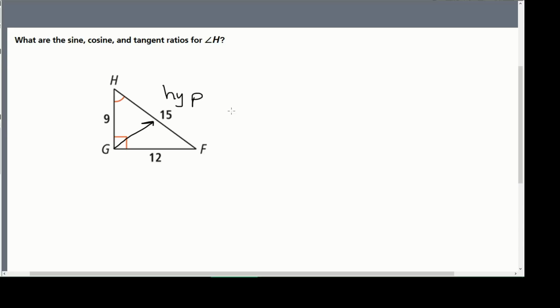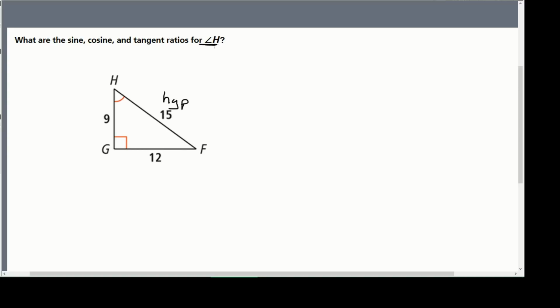Now, I can go ahead and label that because the hypotenuse will always be the hypotenuse. It doesn't matter if I'm doing this with respect to F or H or G. The hypotenuse is always across from the right angle. That right angle corner always points right at the hypotenuse. So I can go ahead and label that one right away every time.